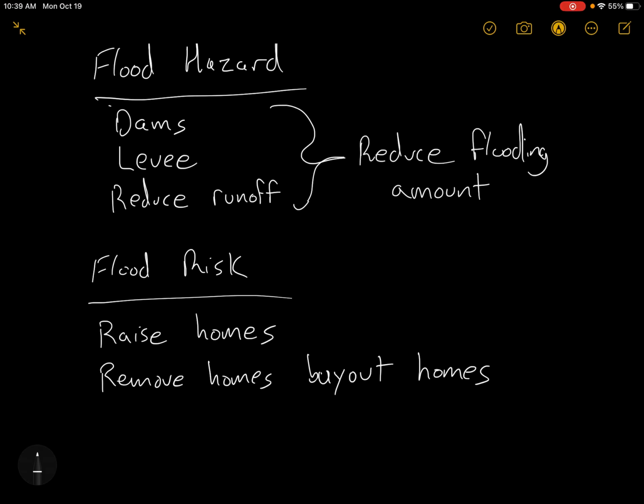Of course, if you reduce the flood hazard, if you reduce the amount of flooding that you have, you're obviously going to reduce the risk as well. So if you reduce the flood hazard, that influences the flood risk. But for these last couple of items, all they're doing is reducing the risk. They don't actually change the amount of flooding that you have at all. So those are our flood hazards.